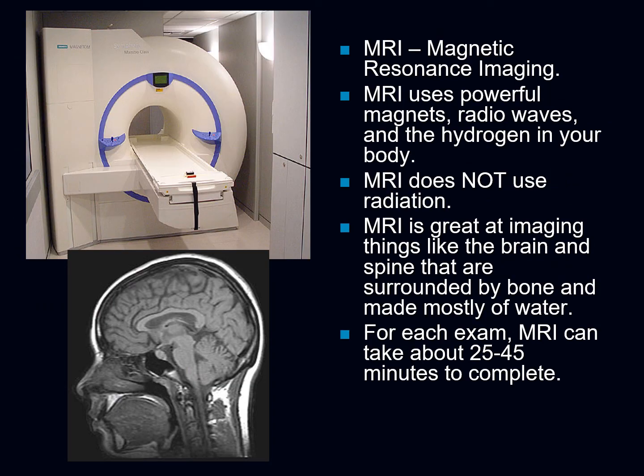MRI stands for magnetic resonance imaging. The MRI equipment looks similar to the CT equipment, but it does not use any type of radiation. MRI uses powerful magnets, radio waves, and the hydrogen in your body to create an image. MRI is great at imaging areas of the body like the brain and spine that are surrounded by bone and made mostly of water. Compared to CT, it takes a lot longer to acquire an MRI image. A typical MRI exam will take about 25 to 45 minutes to complete.